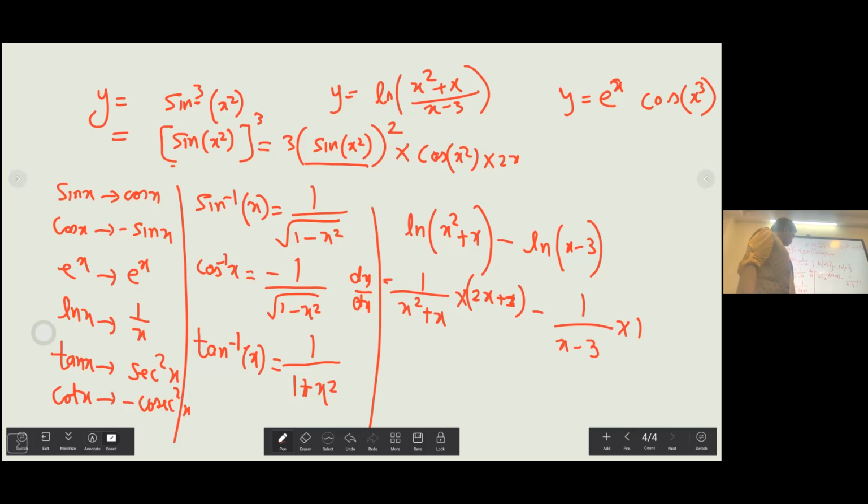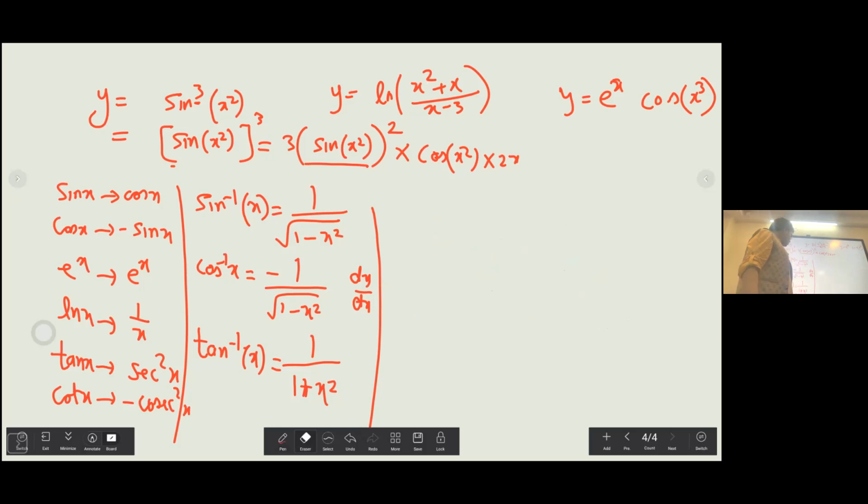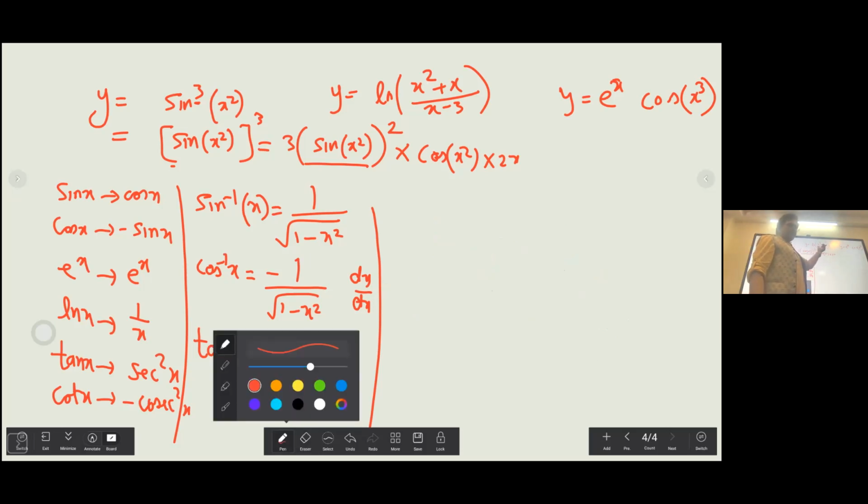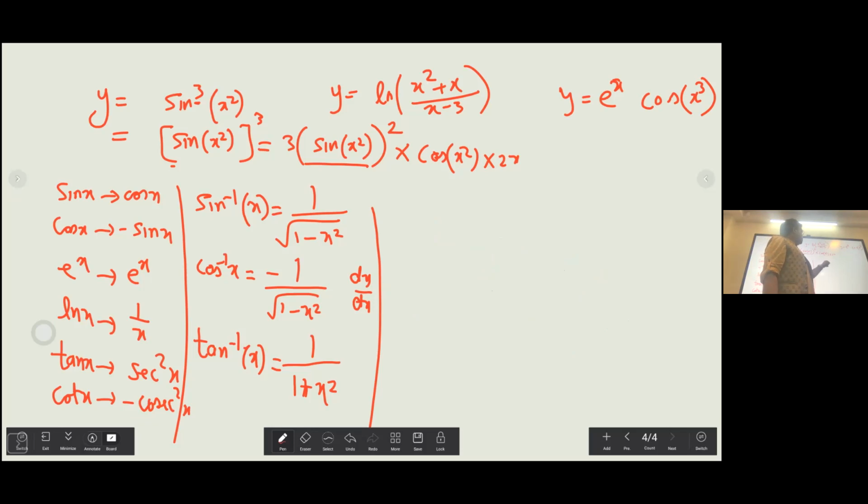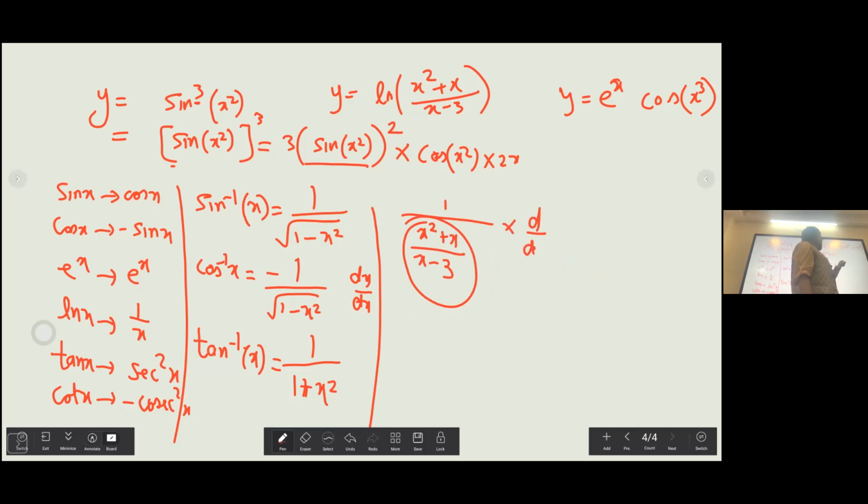Alternatively, if I can just show it to you, let's say an alternate is, what I could have done is that instead of doing this part, I could have just done the chain rule on this. So if I do the chain rule on ln of this thing, it'll be 1 upon x squared plus x upon x minus 3, and then you do the quotient rule on this. So x squared plus x upon x minus 3. If you do the quotient rule on this, d by dx of x squared plus x, upon x minus 3.